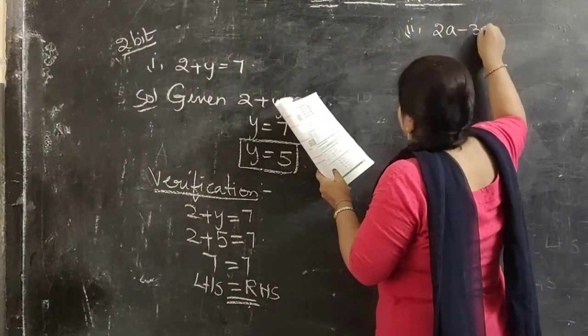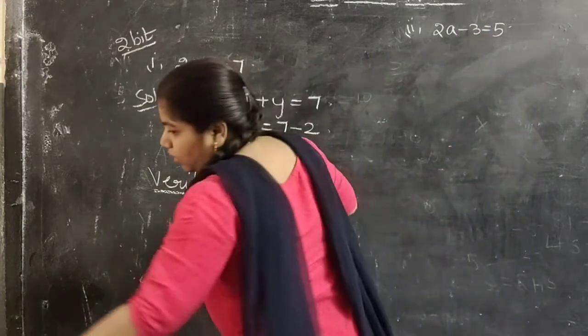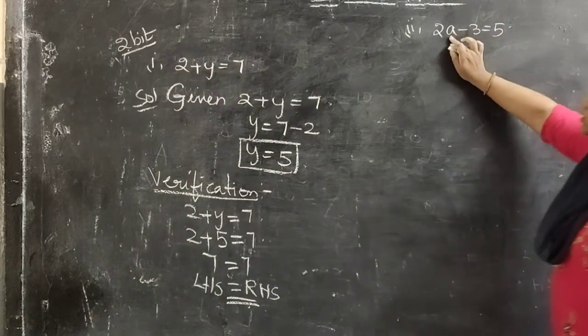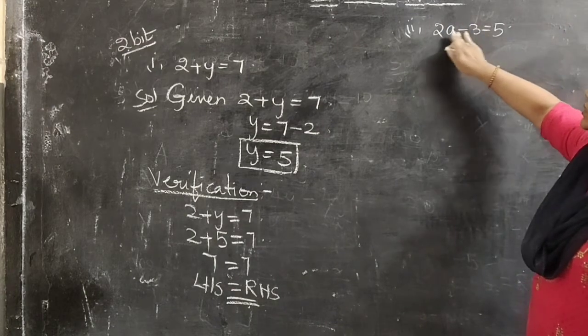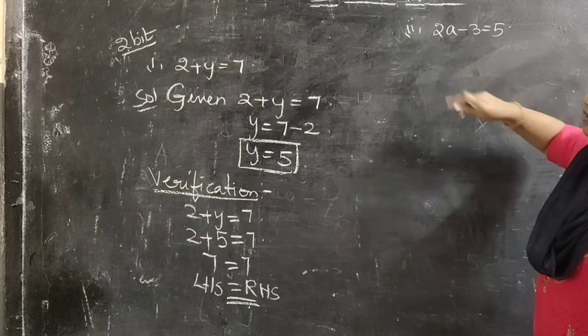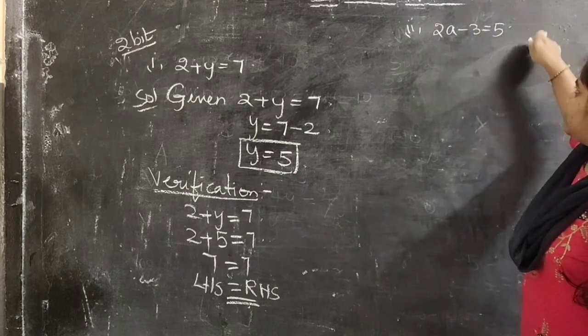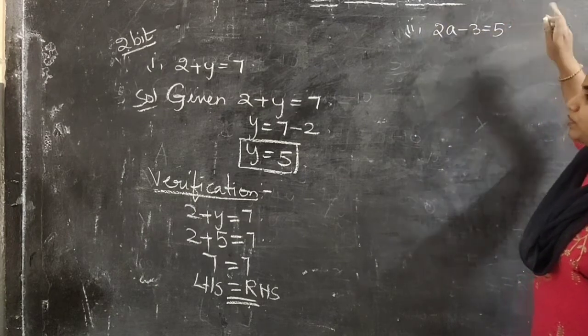2a minus 3 is equal to 5. Now we only want the a value. So which values are linked with a? All we have to transpose. That is, minus 3 is also linked and 2 is also linked. So first I will transpose minus 3 to the other side. After that I will transpose this 2.